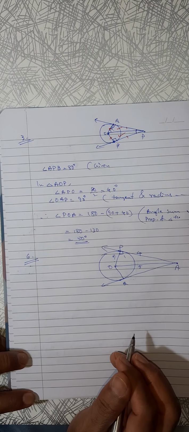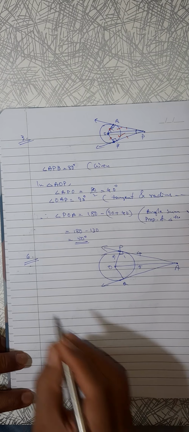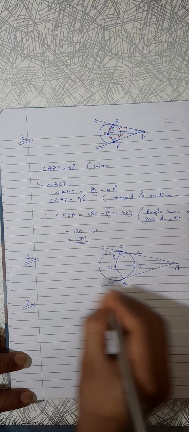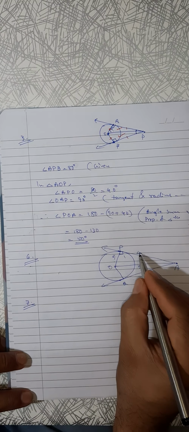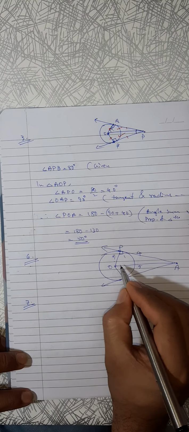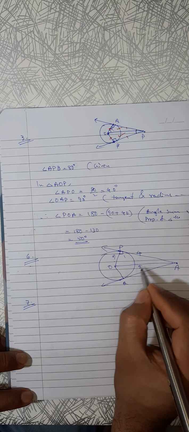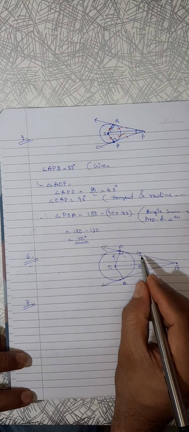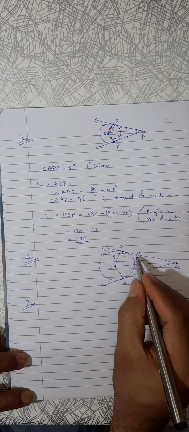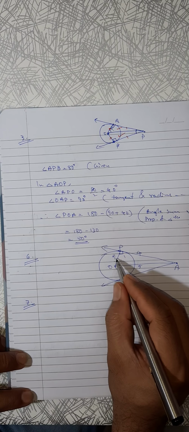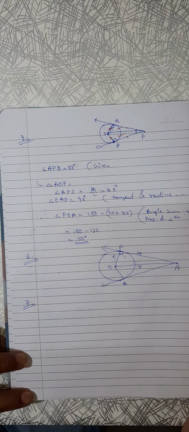Then we have one more question, question number 7. So this you will complete as homework. 4 is there, 5 is there. This you have to find by Pythagoras theorem. 5 square minus 4 square, 25 minus 16, 9. Square root of 9 is 3. 5, 4, 3, Pythagorean triplet we know. So in mind we can write 3 centimeter.